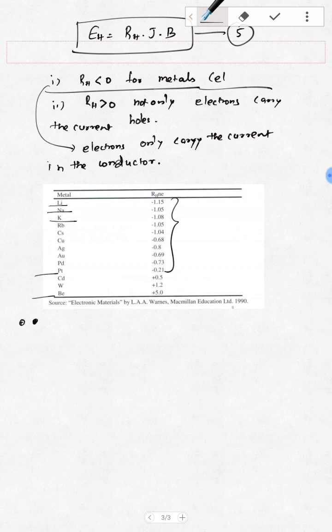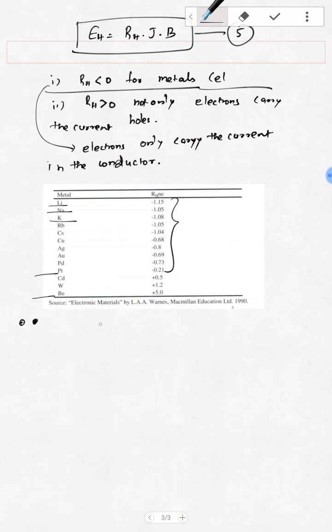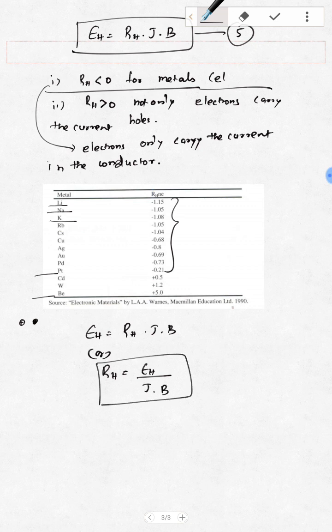So this is all about the Hall field, and we get the important relations: EH equals the Hall field, RH times JB, or RH equals EH divided by J into B. We will see a problem based on this in the next video. Thank you for listening.